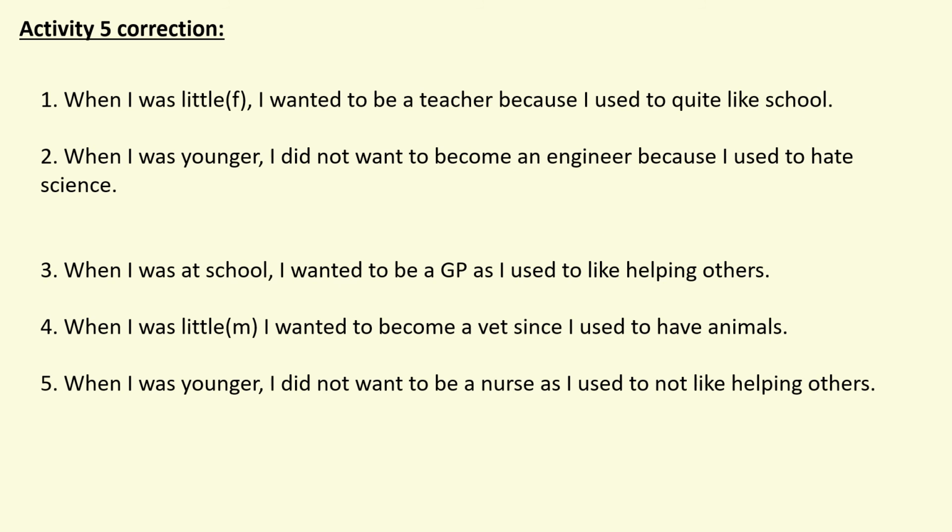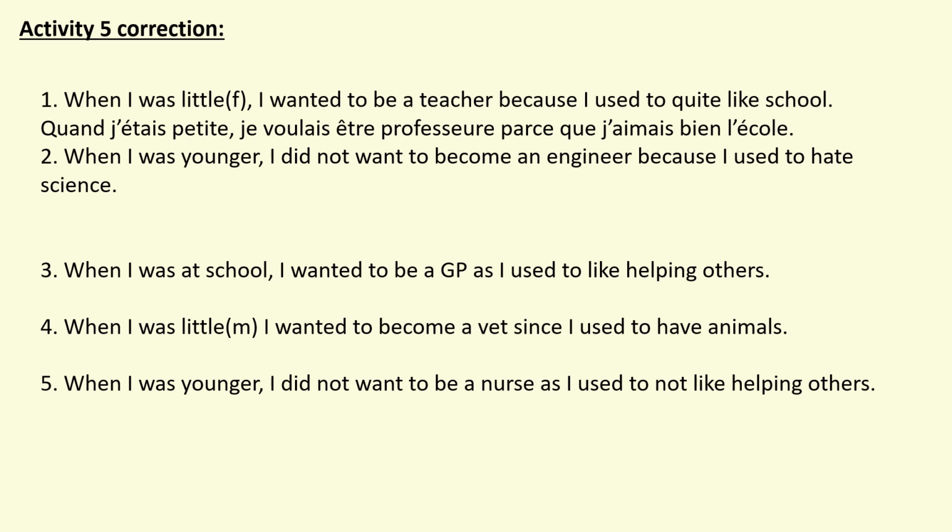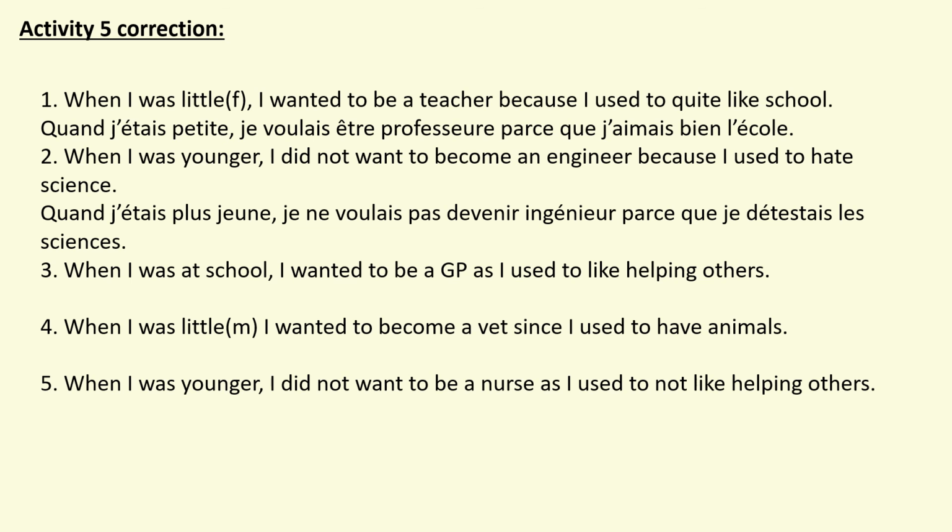So let's have a look at the correction for your final activity. Your first sentence, you really need to pay attention to petit, making it petite, with an E at the end, and professeur, of course, also needed to be feminine, because clearly it was a girl that was writing this. 2. Quand j'étais plus jeune, je ne voulais pas devenir ingénieur parce que je détestais les sciences. The only thing you have to do there is double check that you've got your negative and check that you've got all the words in the correct order.